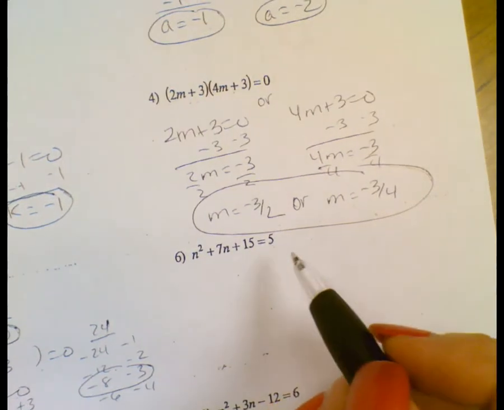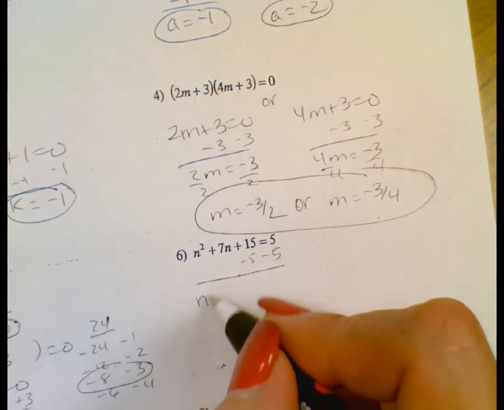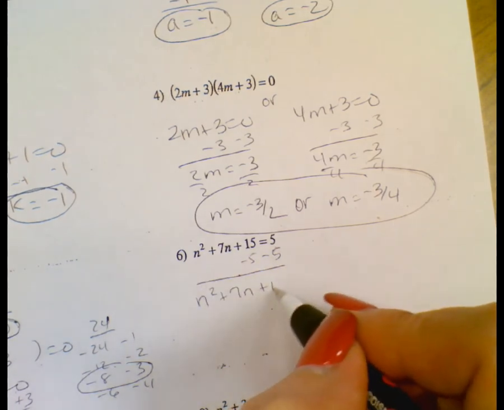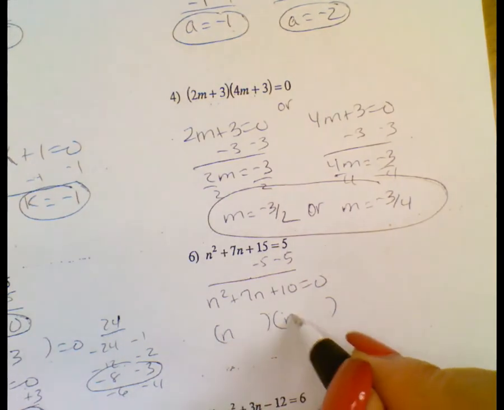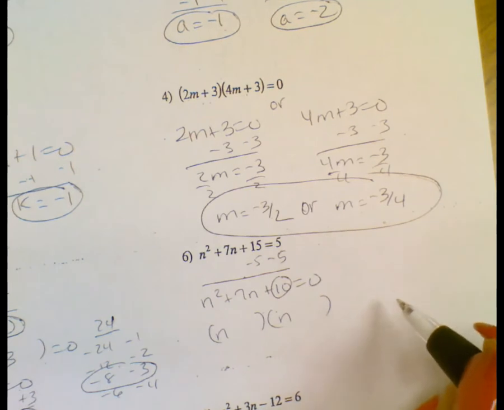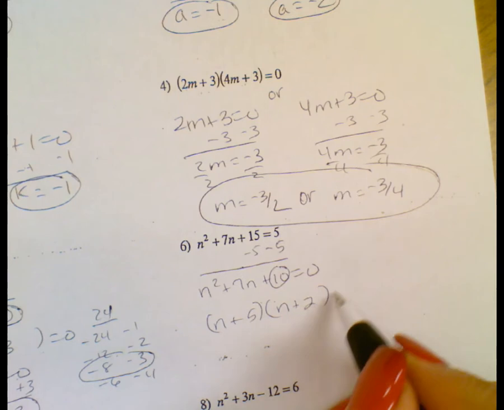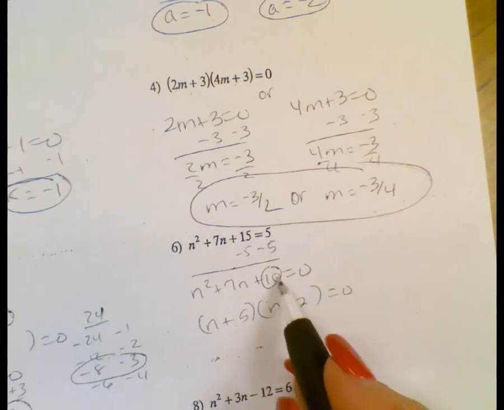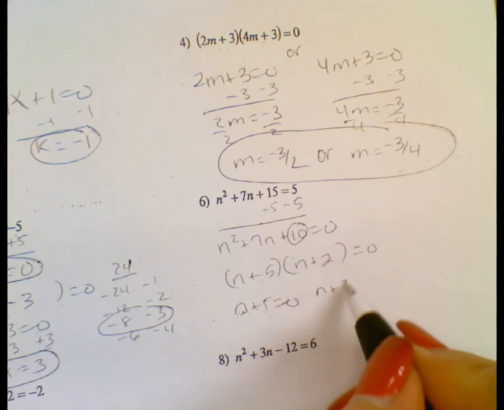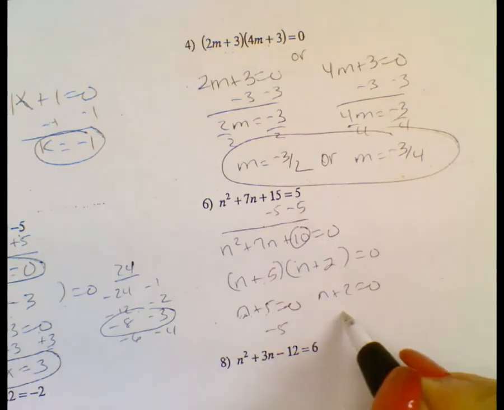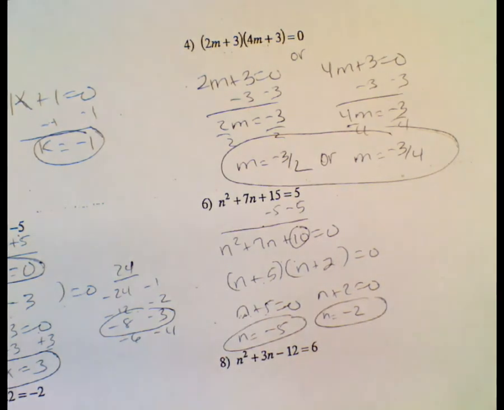We have to make sure that this right side is equal to 0, so subtract 5 from both sides. This is going to give you 10. So we're going to split up our n squared into n and n. Now what are some factors of 10 that add up to 7? Hopefully you're saying 5 and 2. 5 times 2 is 10. 5 plus 2 is 7. Set each factor equal to 0. And you get negative 5 and negative 2. Again, you can graph that on the calculator if you want.